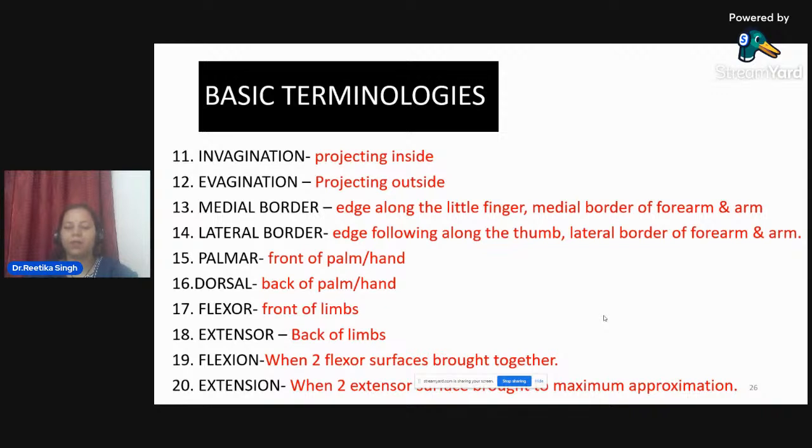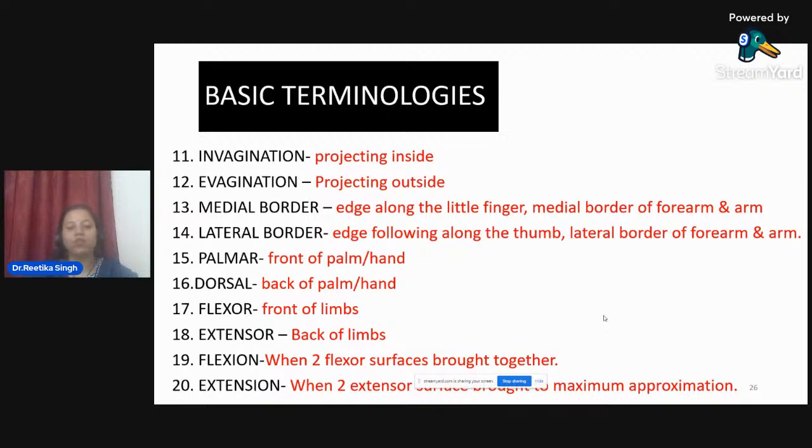the thumb. The thumb side is called the lateral side and your little finger side is called the medial side. The palmar is front of the palm and dorsal side is the back of the hand. Flexor, front of limbs. Extensor, back of limbs.